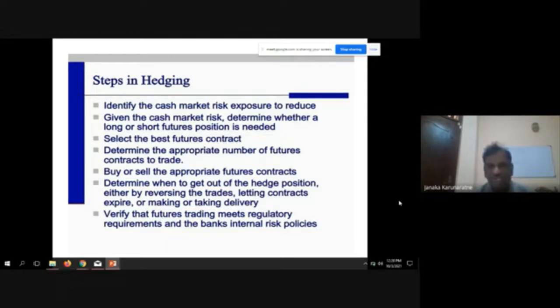Determine when to get out of the hedge position, either by reversing the trade, letting contracts expire, or taking delivery. So once you enter into a contract, in between you can do many things. When you have a gain, you can reverse it. Or wait till the contract expires. Or take delivery. Also verify that futures trading meets regulatory requirements and the bank's interest. So look at your regulatory requirements. There may be regulatory requirements as well as your bank's internal risk policies.